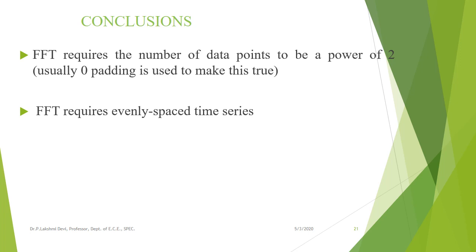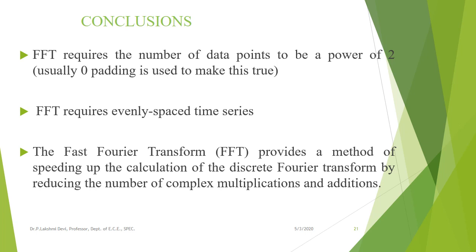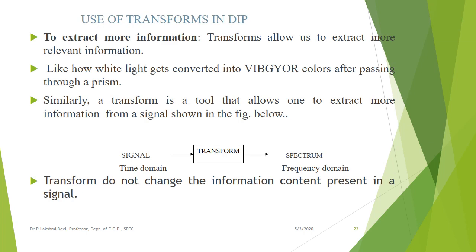The FFT requires an evenly spaced time series. The fast Fourier transform provides a method of speeding up the calculation of the discrete Fourier transform by reducing the number of complex multiplications and additions. After completing this introduction of Fourier transforms and their importance, and the introduction of the discrete Fourier transform and fast Fourier transform, as a conclusion, let us see why we are looking into the DFT as well as the FFT for image processing that we discussed in general.